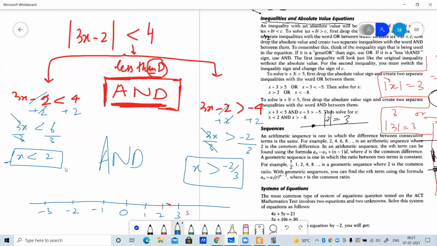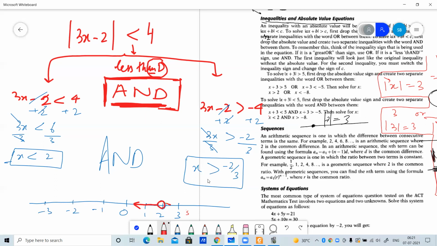So x is less than 2. When I start at 2, should I make a hollow circle or a solid circle? Hollow. Right. Towards left or right? Left. Correct. So I'm making a hollow circle towards the left.